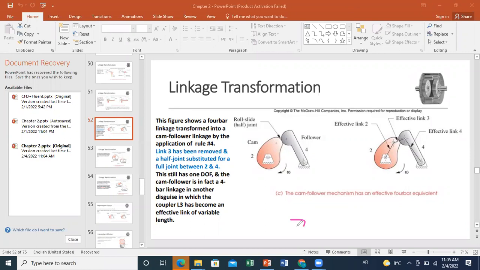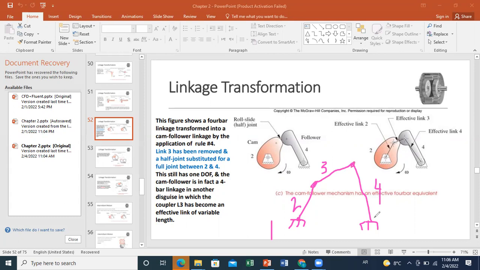So for the 4-bar linkage system, we have 4 links connected through revolute joints, and one of these links constitutes the ground. So here you have 1, 2, 3, 4 links. Now, what did we do to get the cam follower? First, here all joints are of revolute type.